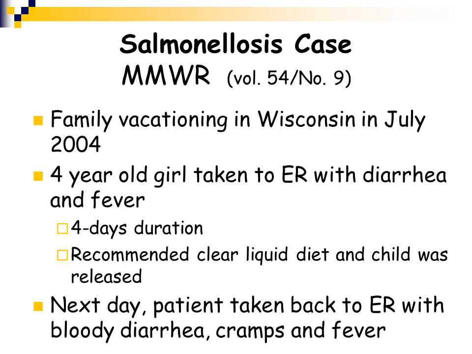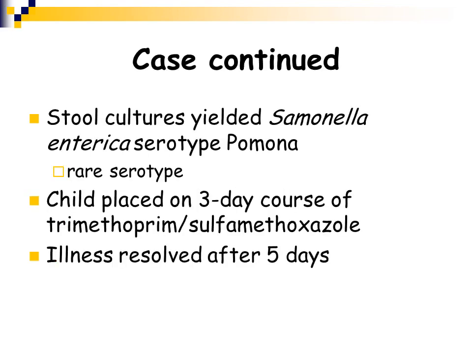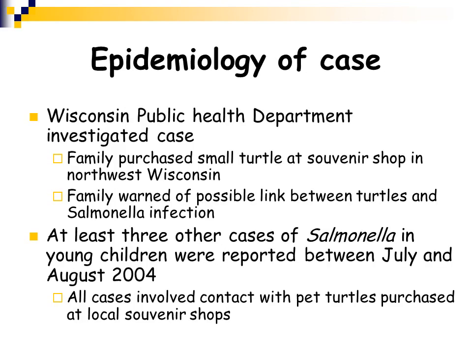The next day, the girl was taken back to the emergency room with bloody diarrhea, cramps, and a fever. The stool cultures yielded Salmonella enterica serotype Pomona, which is a very rare serotype. So the child was placed on a 3-day course of antibiotics, in this case trimethoprim sulfamethoxazole, and her illness resolved after 5 days.